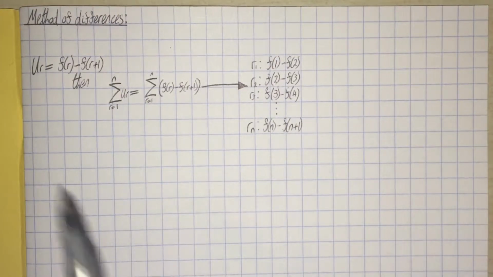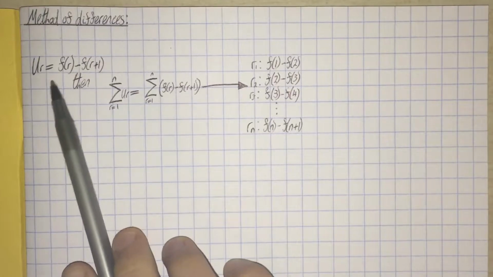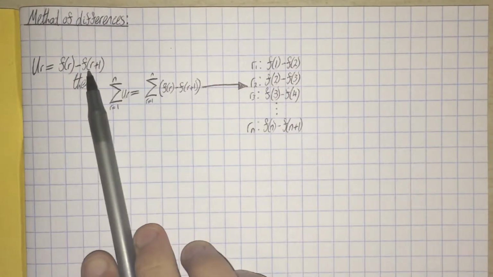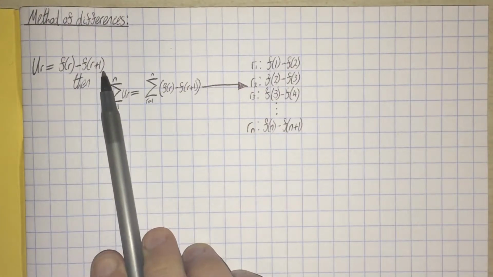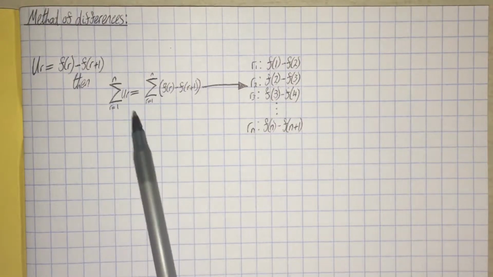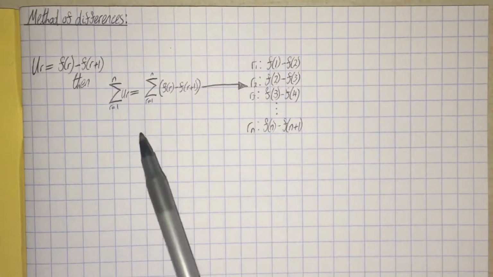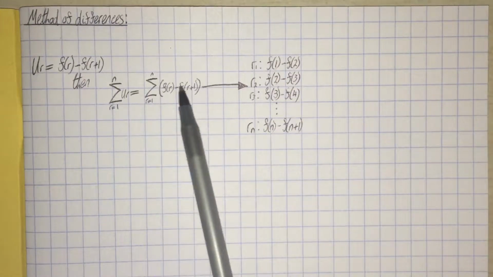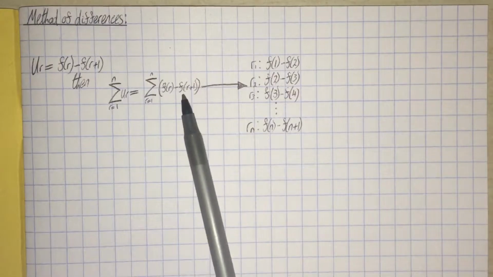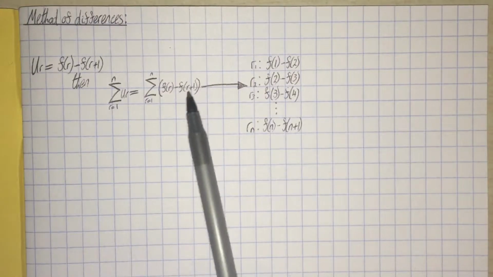So, if we are given that u_r is equal to f(r) minus f(r+1), then we can presume that the summation, going up to n, starting with r equals 1 of u_r, is equal to the summation of f(r) minus f(r+1).